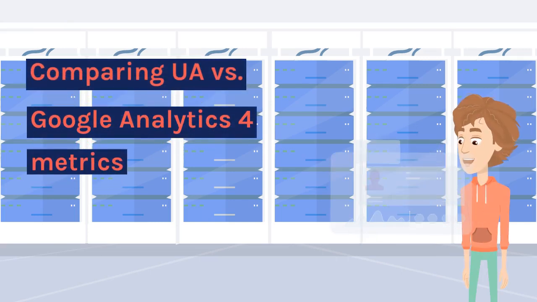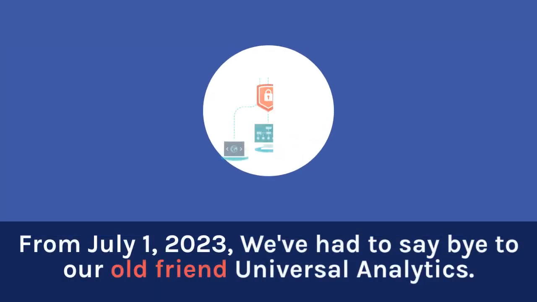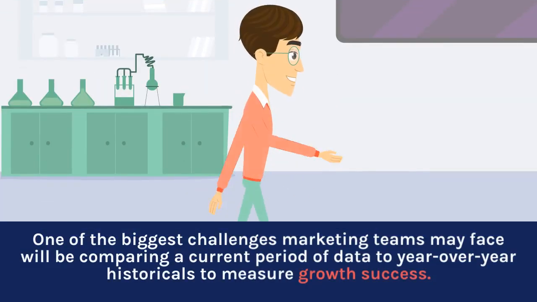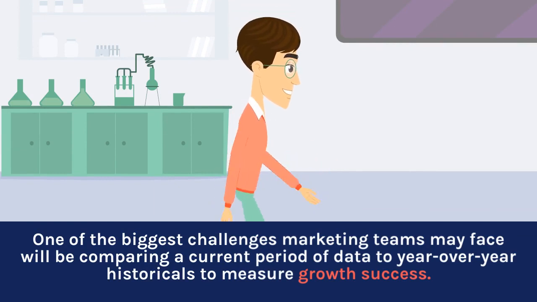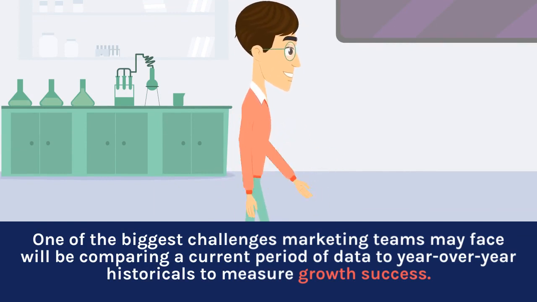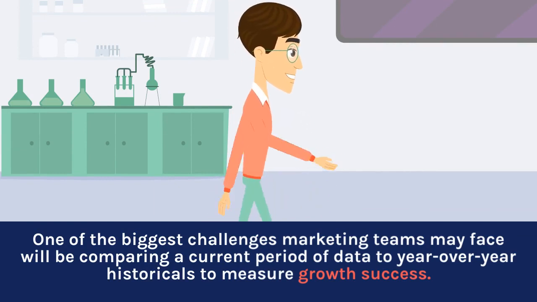Comparing UA versus Google Analytics 4 metrics. From July 1, 2023, we've had to say bye to our old friend Universal Analytics. One of the biggest challenges marketing teams may face will be comparing a current period of data to year-over-year historicals to measure growth success.